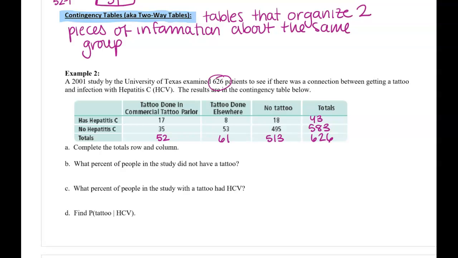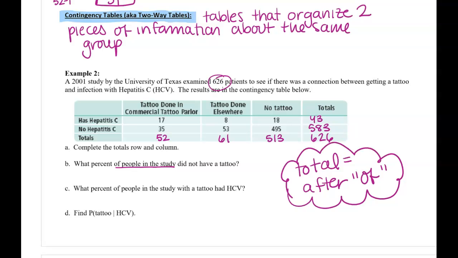So what percentage of people in the study did not have a tattoo? So something to keep in mind here, our total amount that we're looking at is always after the word of. So what percent of people in the study? Well, our denominator is going to be all the people in the study, which was 626. Out of those people, 513 did not have a tattoo. 513 divided by 626 is 0.819, which is about 82%.